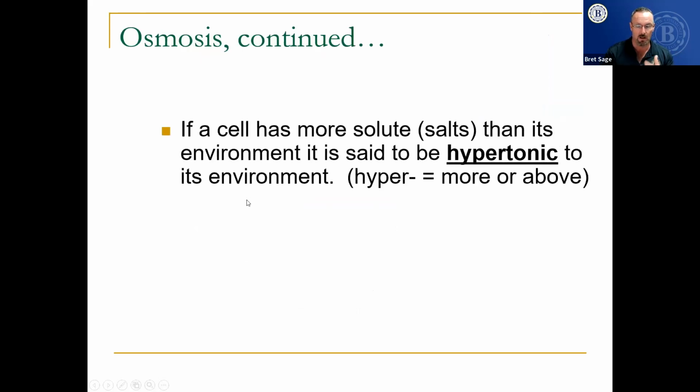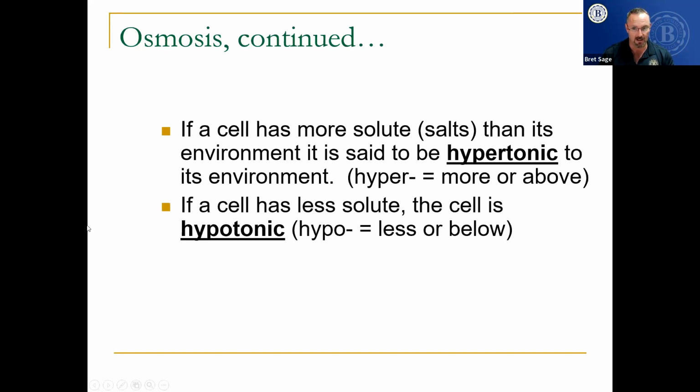If a cell has more solute or salt in it, then it's said to be hypertonic to its environment. Now, I want to have you guys understand what hypertonic means. It just means saltier. It doesn't tell you how much salt. It just means it's saltier than a different place. So hypertonic in this case means the cell is saltier than its environment. It's not an exact amount. It's just a comparison. More salty, more stuff dissolved. As we saw in the previous figure, the right side was hypertonic, having more stuff in it than the left side. And that's why stuff moved towards it.